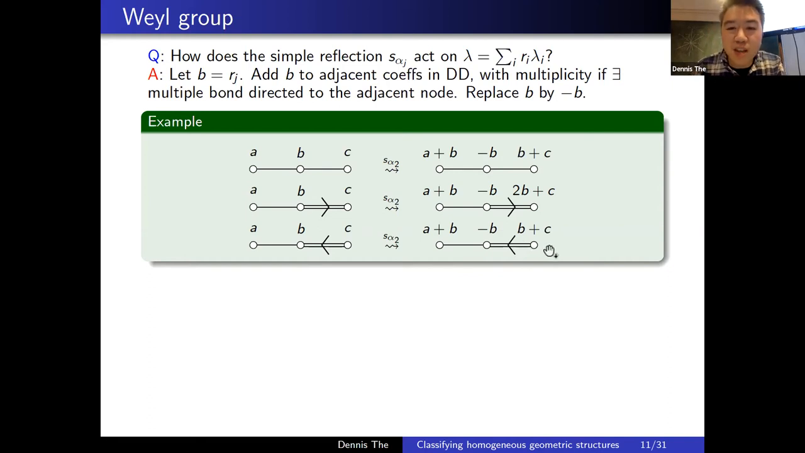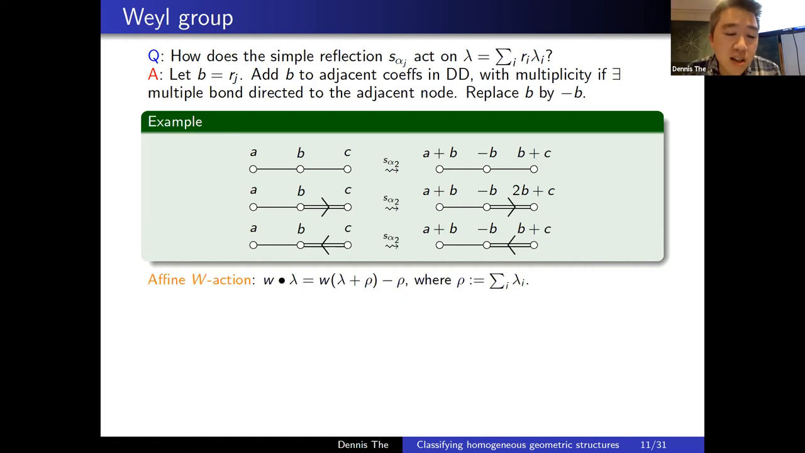Okay, so these are some recipes that you could show just using the definitions that I stated before. You could take an element of W expressed as a word in terms of the simple reflections, and then this describes its action on a weight. More important for us is the so-called affine W action. So one does this little intermediate step beforehand. I'm going to define this rho vector. This is called the lowest form.